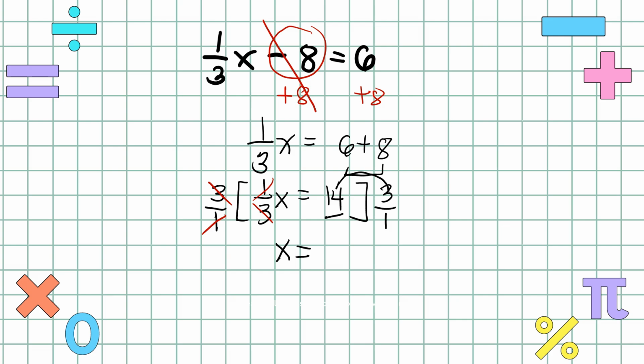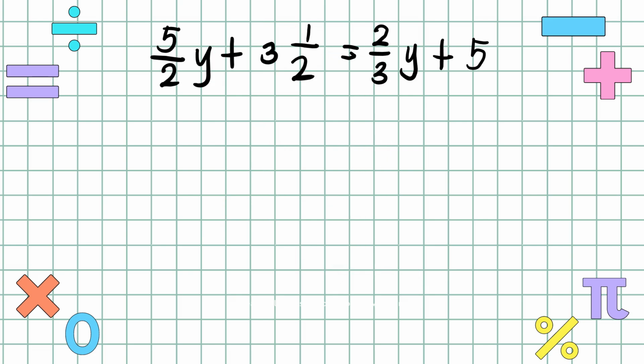And 14 is also the same as 14/1, so we'll just have 1 in the denominator. And 14 times 3 is 42. 42/1, or simply 42. So the value of our x here is 42. That's it. So here you encountered how to remove or cancel the fraction in the coefficient.